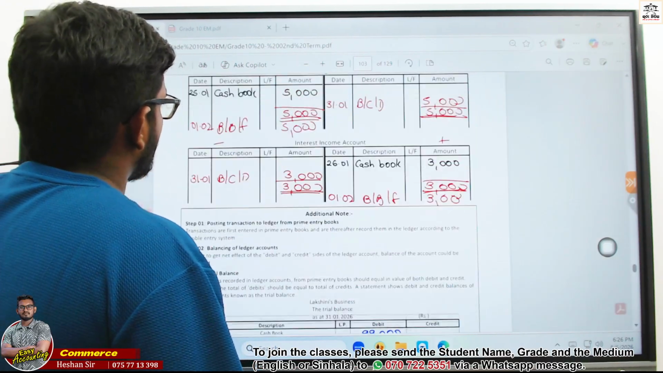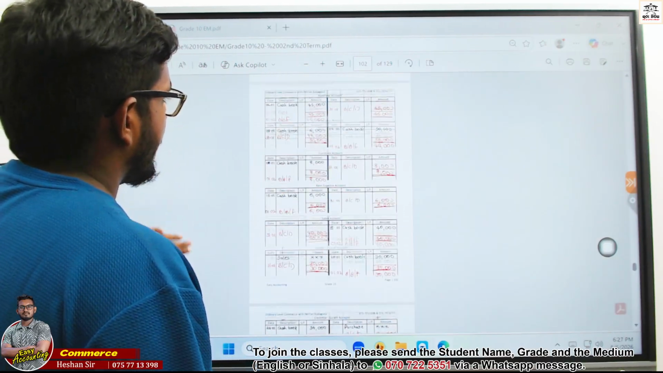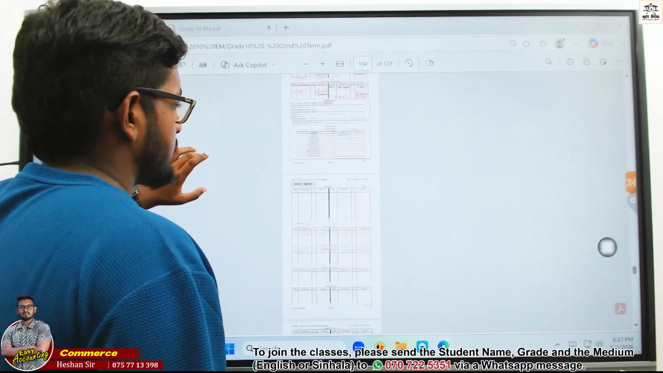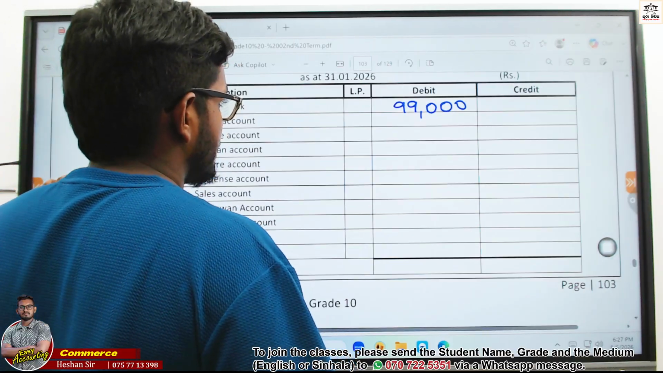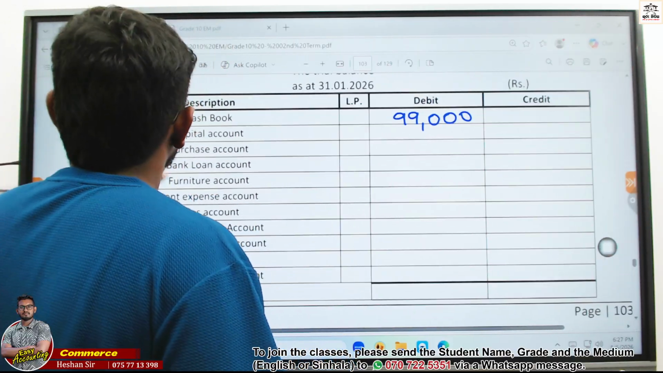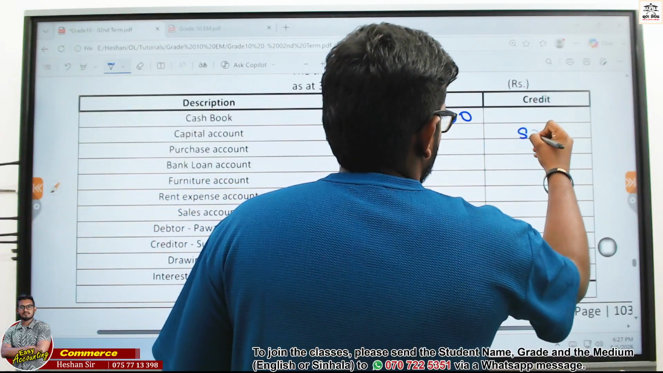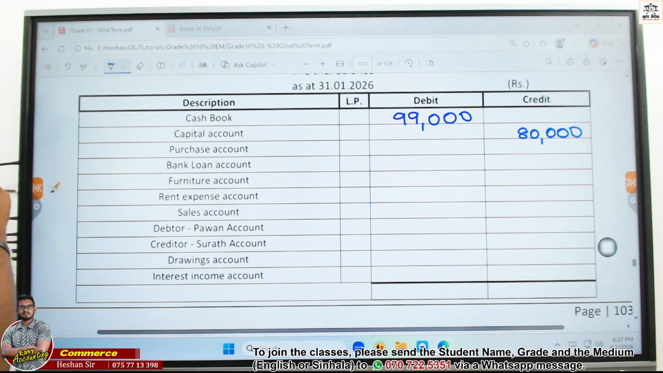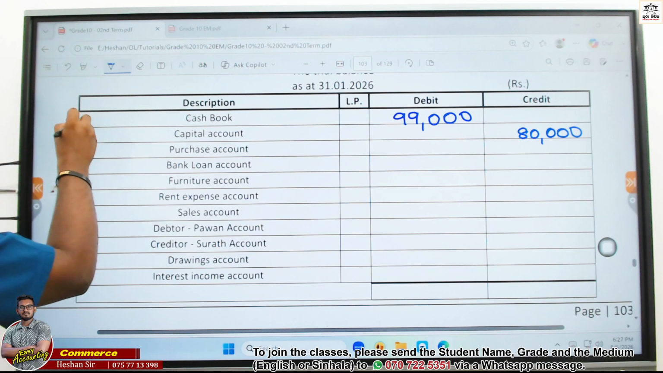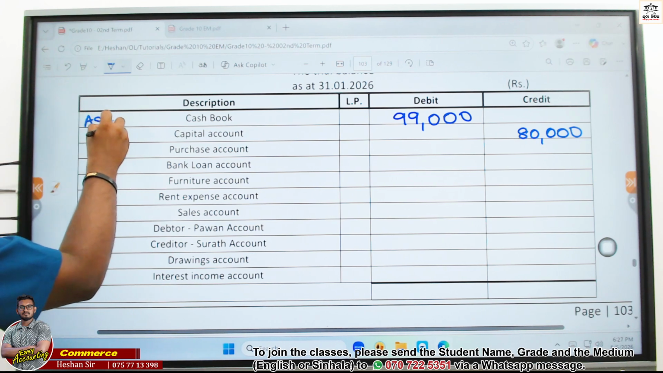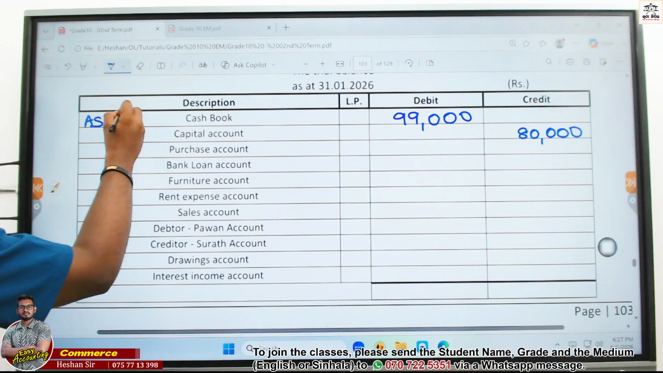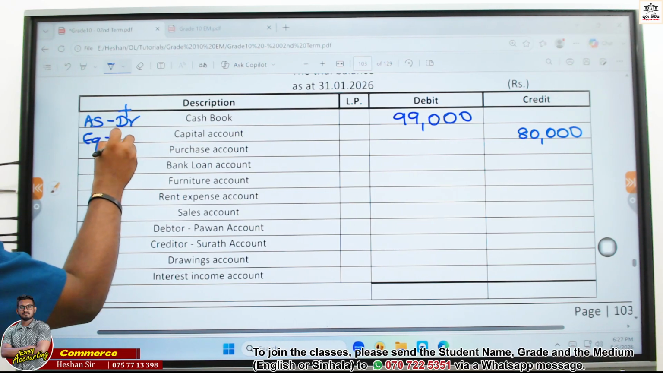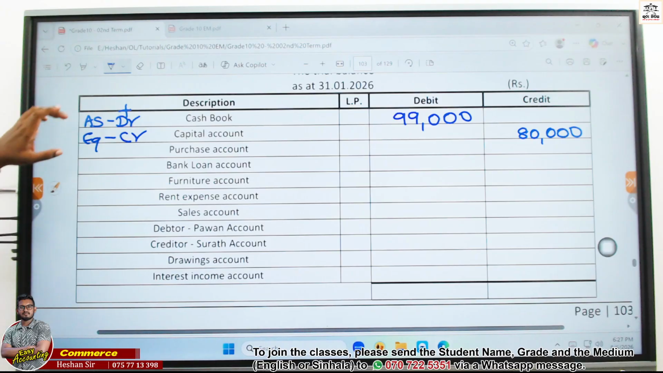Now go and see the capital account. You can see the capital account balance is a credit balance, 80,000. Normally, remember, the balance goes to the increase side of the principal. Since cash is an asset account, increase is debit. That's why it goes there. Capital is an equity account. In the equity principal, increase is credit. See, the balance goes to the credit.